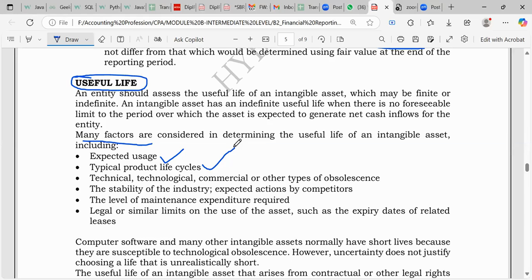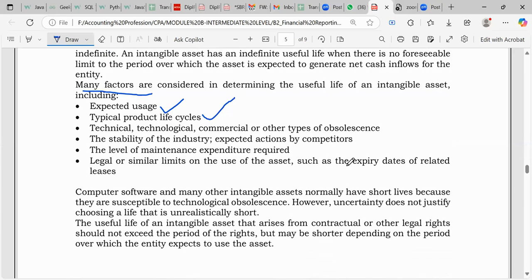So the shorter the life cycle, the shorter should also be the useful life. But also maybe the technical, technological, commercial, or other types of obsolescence. If something is expected to be obsolete in the near future, we would also have a smaller useful life, right? So these are just the factors that the company would consider.